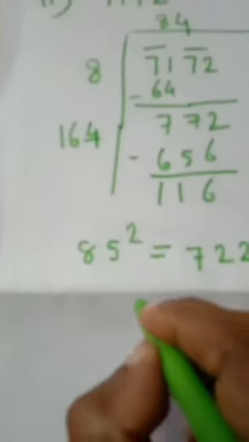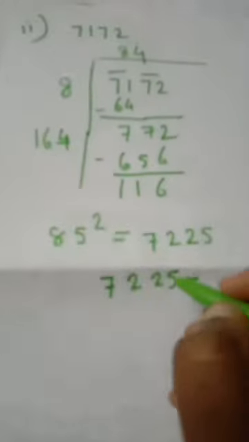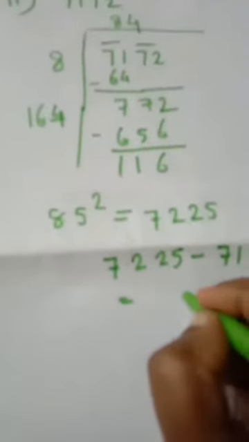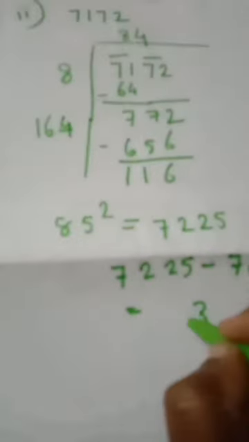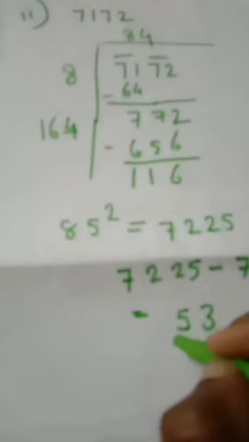Now you subtract 7172 from 7225. So 7225 minus 7172 equal to 53. 53 is the answer. Okay.